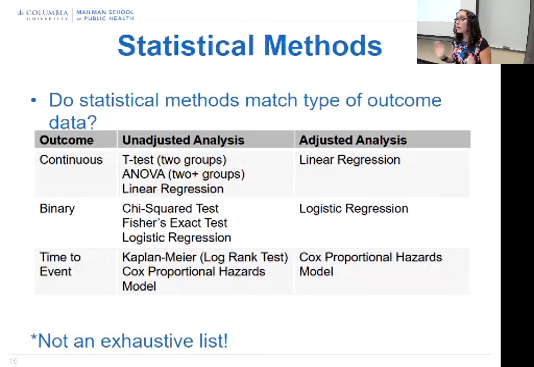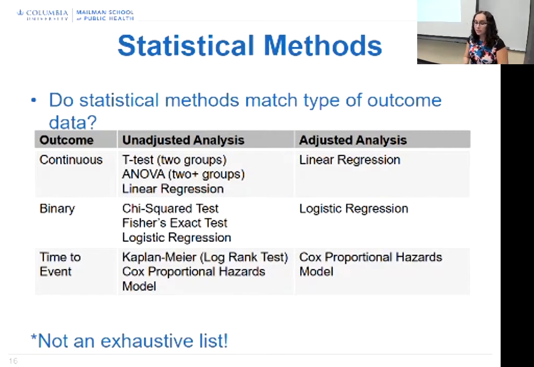But if we want to compare 2 or more groups on those Kaplan-Meier curves, we have to use a log rank test. We can also fit a Cox proportional hazards model, both in the unadjusted and the adjusted case. And there are lots of other survival methods out there. These are just the most common. So this is, again, not an exhaustive list. These are the most traditional methods, and there's also a lot of non-parametric methods that are not listed here that might be of use to you.